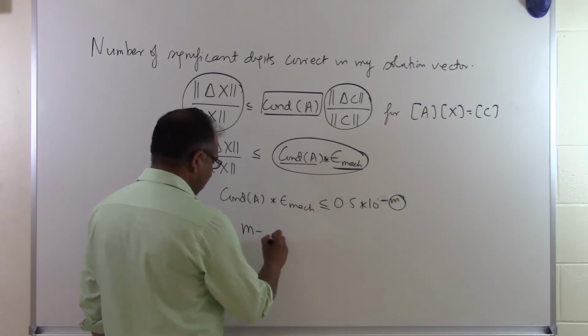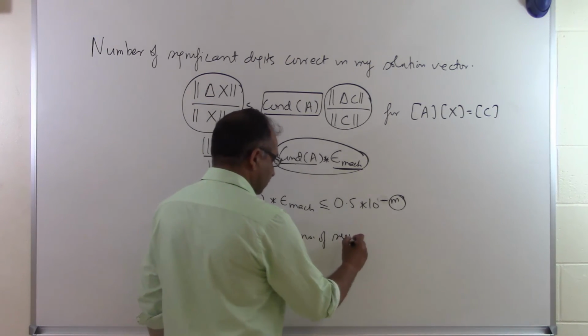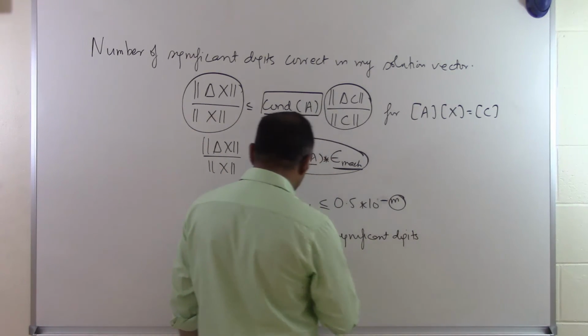So m is the least number of significant digits we can trust.